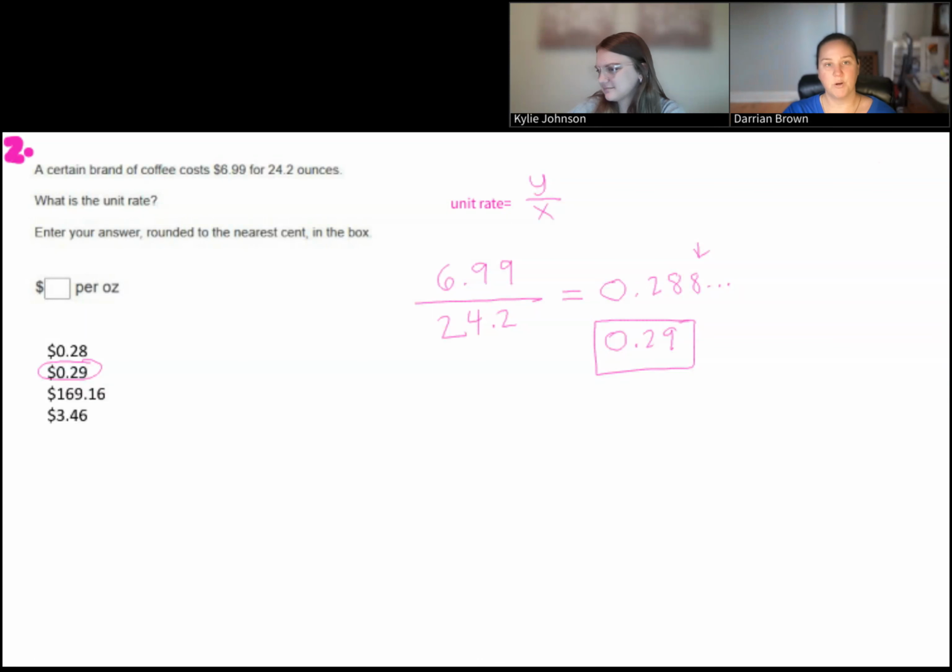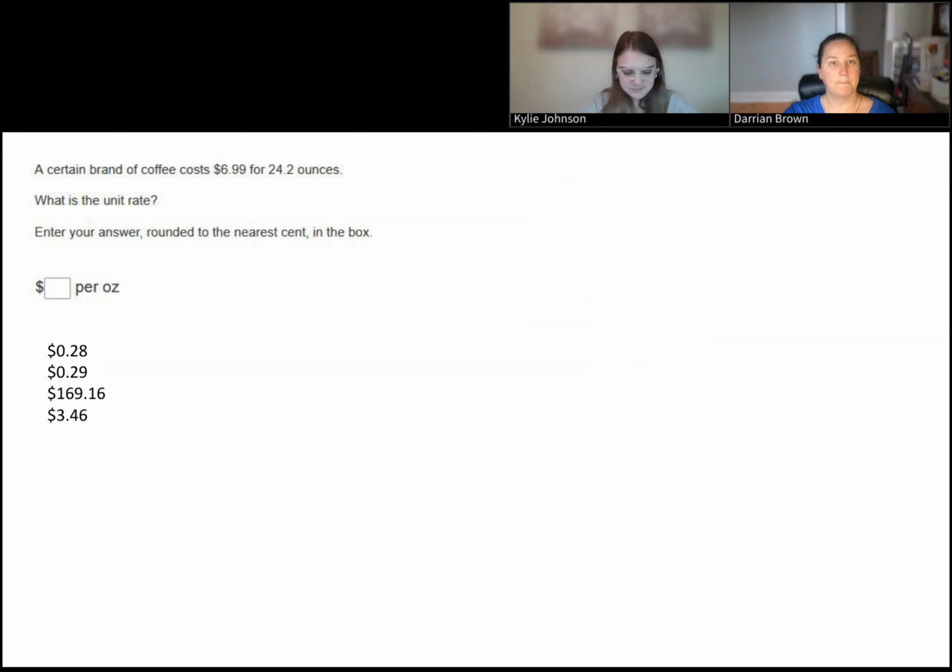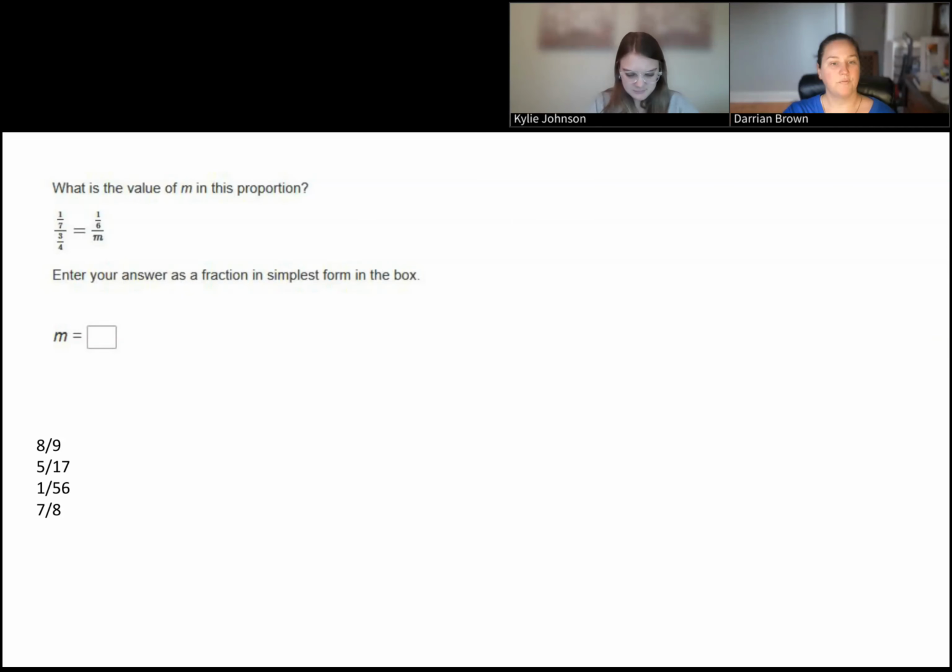All right, if there are no questions, let's move on. This will be slide number 4, but it is question number 3. So let me change this to a 3 up here. Let's take a look at the question. It says, what is the value of m in this proportion? Enter your answer as a fraction in the simplest form in the box. So we've got 1/7 over 3/4 equals 1/6 over m.